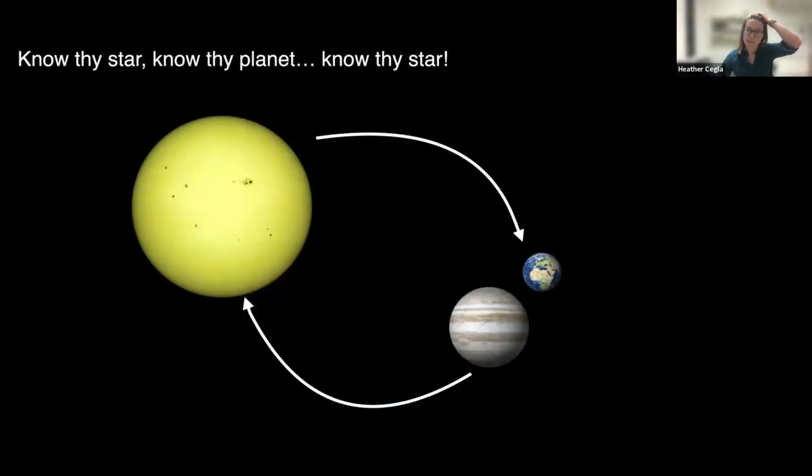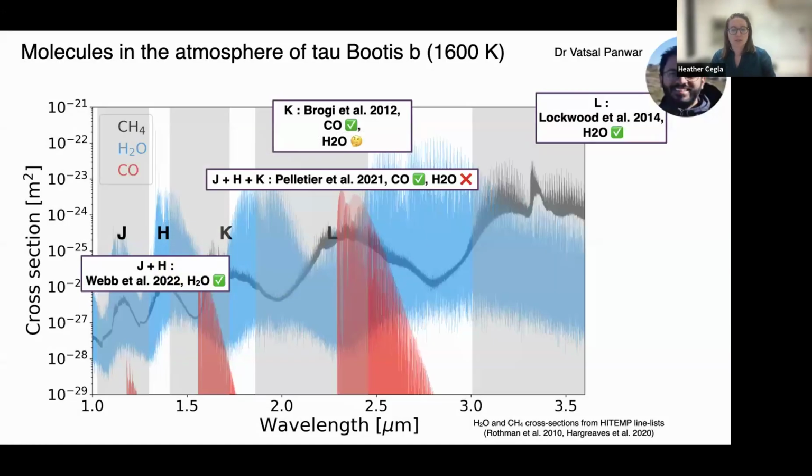And now for the last couple minutes, just switching gears one last time and talking a little bit about exoplanet atmospheres. In particular, I want to highlight some work done by Vatsal Panwar, who's also co-supervised by Matteo Brogi. Looking at the case of Tau Boo, there's been a bit of discrepancy in the literature about whether there is water or not on this planet. He's done a nice summary of different observations taken in different bands and by different authors, and whether or not they found carbon monoxide or water.